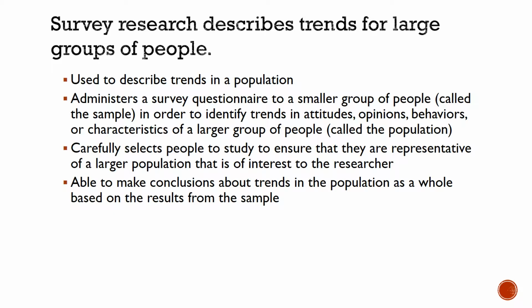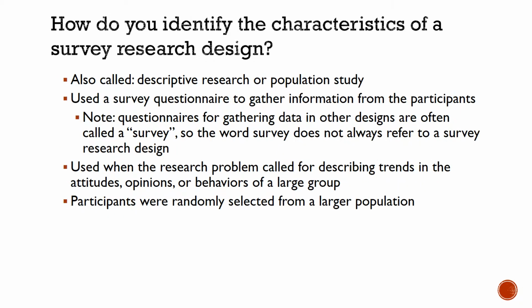So finally, we have survey research, and survey research is intended to describe trends for very large groups of people. They're usually aiming to describe trends that do generalize to the entire population, and as such, they very carefully try to select a sample of people that is representative of the population of interest. You will often see these called descriptive studies or population level studies.